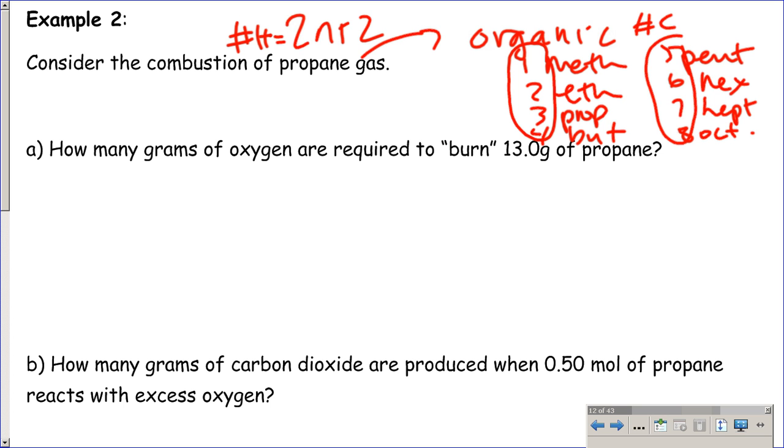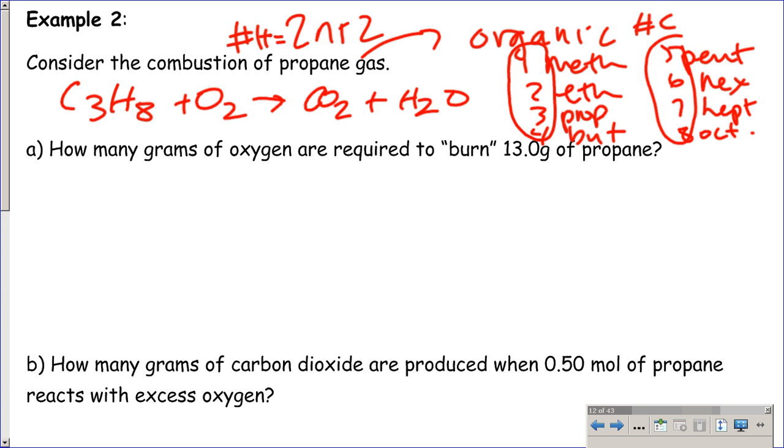Okay, so propane, how many carbons? 3 carbons. How many H's? 8. So C3H8. Combustion means reacts with oxygen. Makes what? Carbon dioxide and water. Balance this baby.